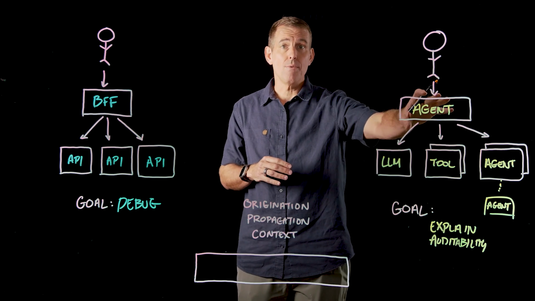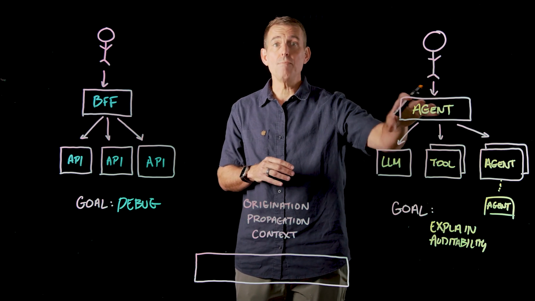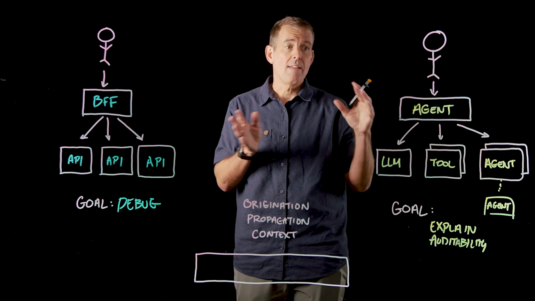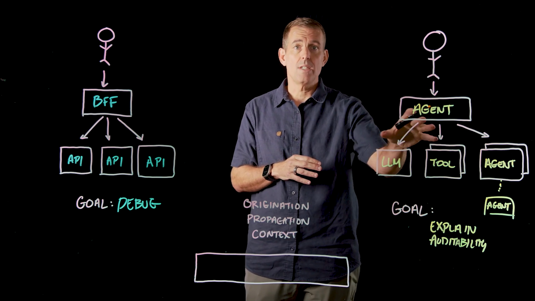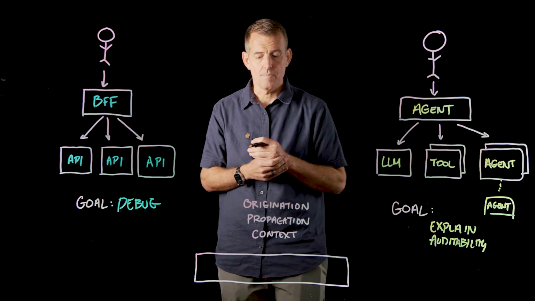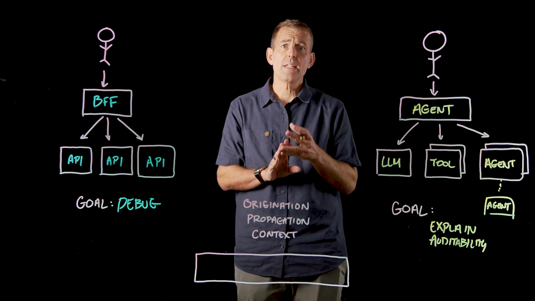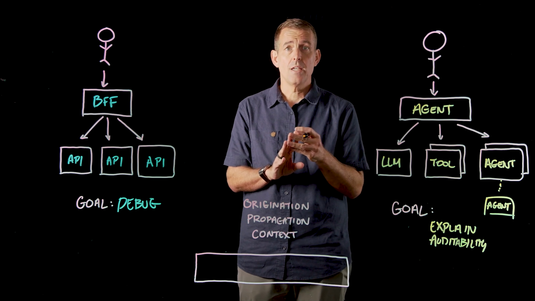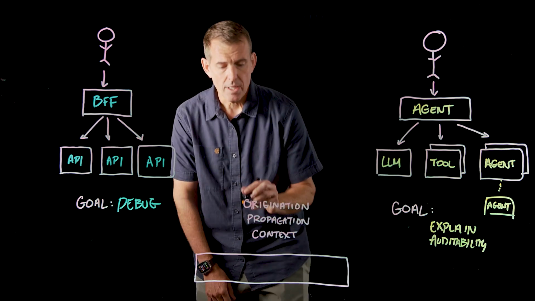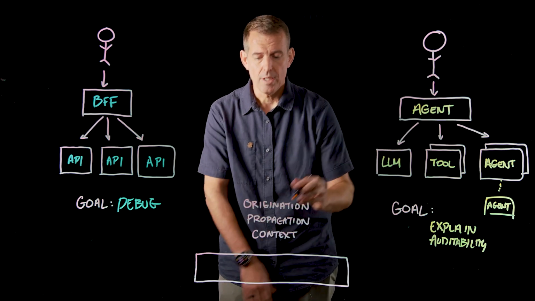So even for the input, forget about the behavior of the agent, even the input is completely wide open. And again, this underscores the need for end-to-end observability and traceability in this architecture. So let's take those 3 key primitives there of origination, propagation, and context. And by the way, in both of these architectures, this isn't a completely new observability architecture.